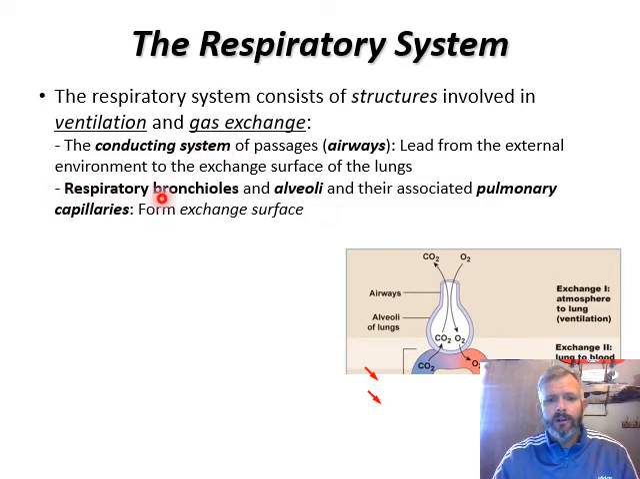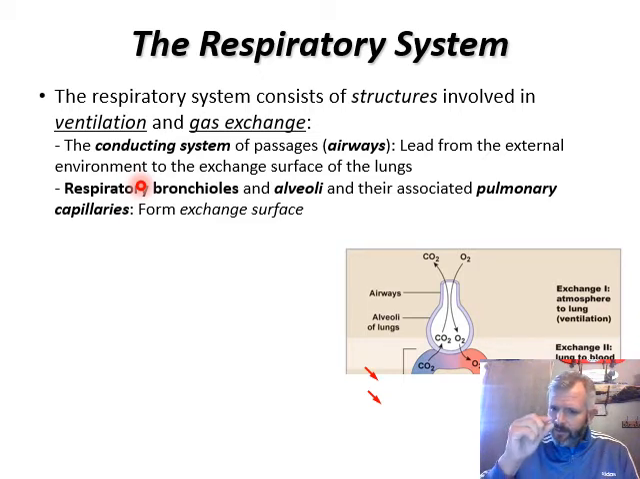are the respiratory bronchioles and the alveoli. These are the structures in which we will get exchange. This is the exchange surface. Okay, we're going to have diffusion. Remember your property is diffusion.